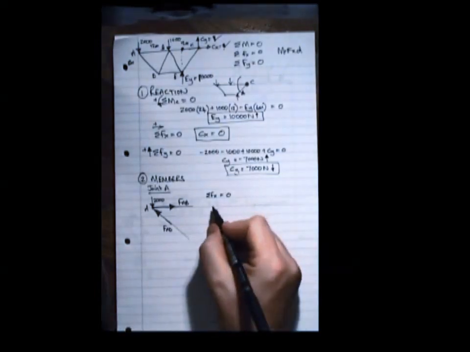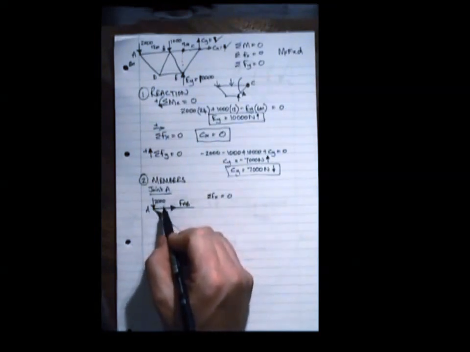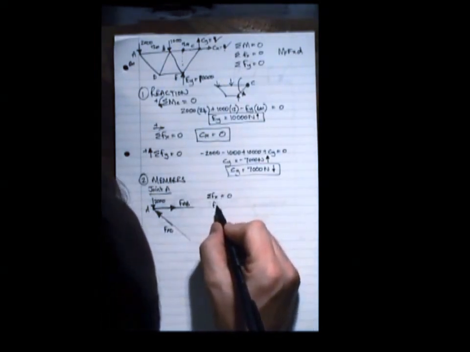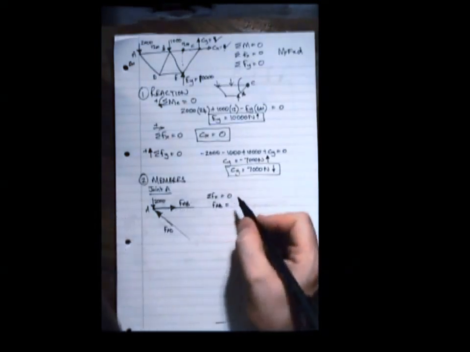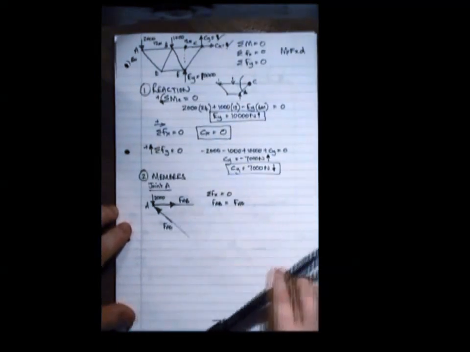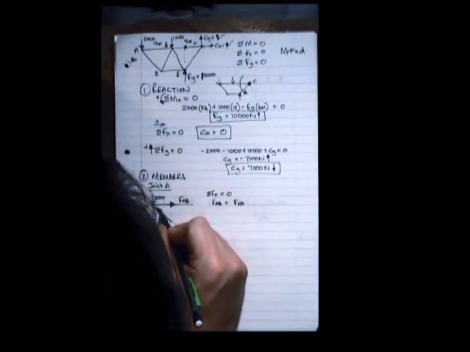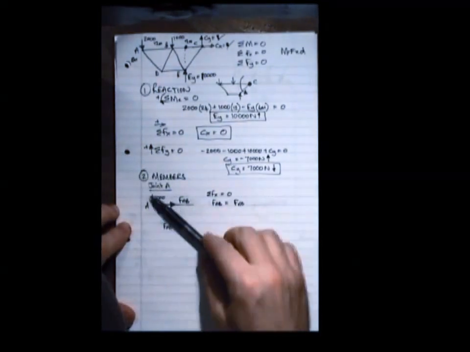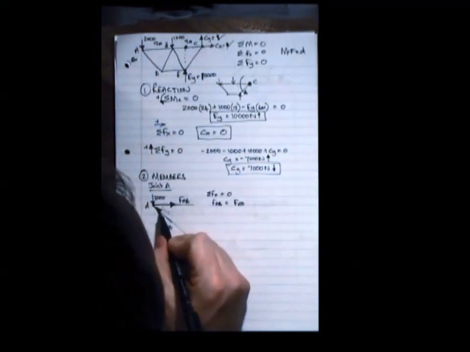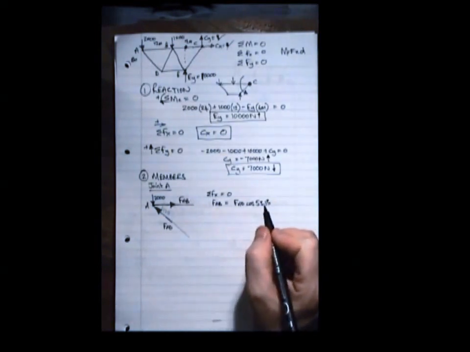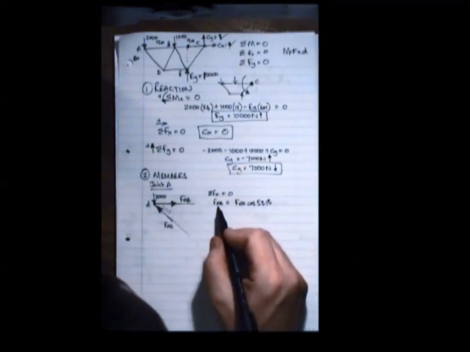So what have we got? We've got FAB, and we have FAD. Now FAB is in a horizontal direction. FAD, you have to take the horizontal component of FAD. So if we had this angle here, so we said that angle there was 53.13. In terms of the horizontal component of that, you take the cosine 53.13. So now we've got an equation with two unknowns. We can't actually work anything out with that.